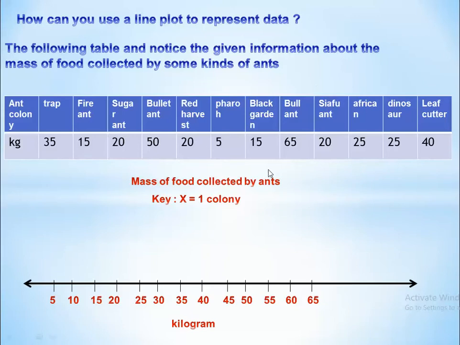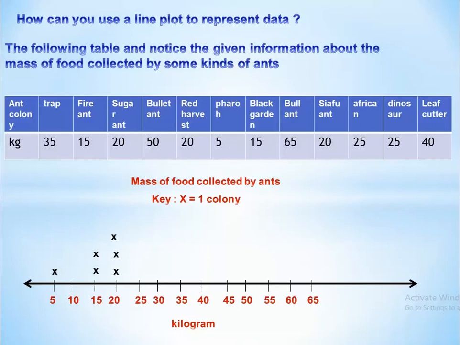Okay, here how many ants collect 5 kilograms? We have one ant, so it will be 1. We are going to draw one line plot on 5. Ten, do we have 10? No. 15, how many ants collect 15 kilograms? We have 2, so we are going to draw 2 line plots. Okay, 20. We have how many 20? We have 3. Here 1, 2, 3. So we are going to draw 3 line plots.